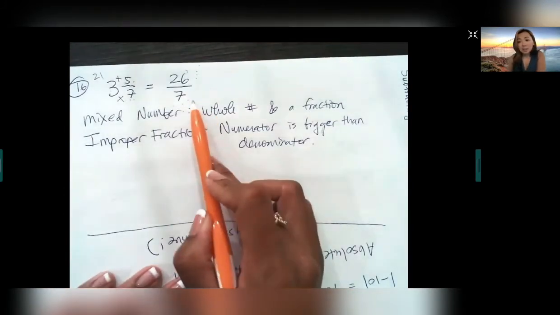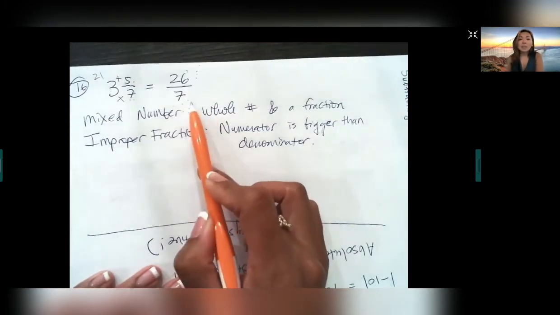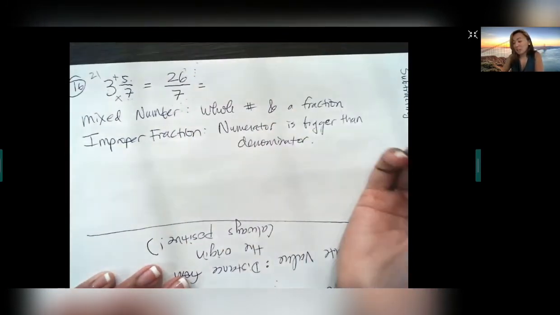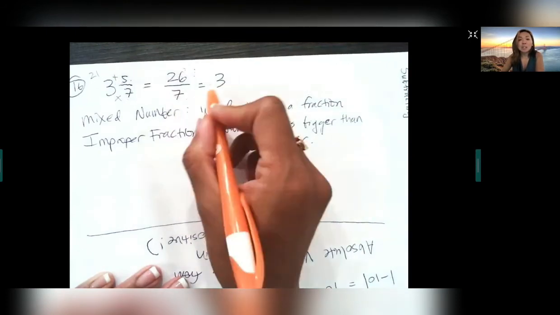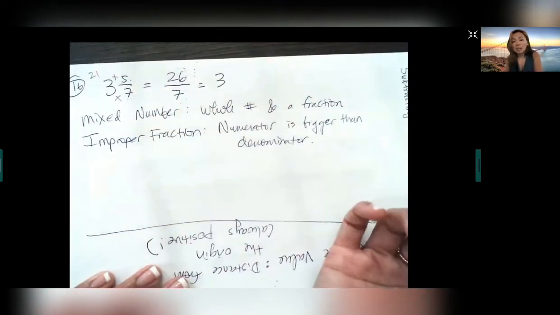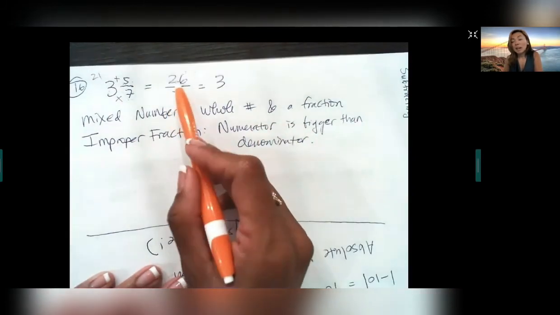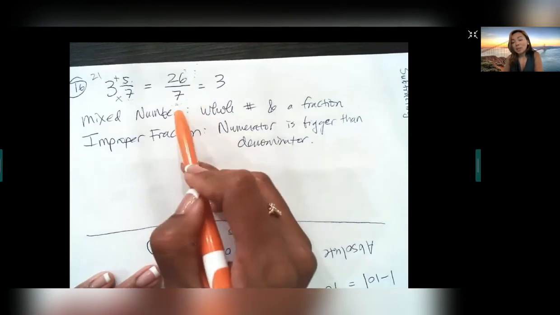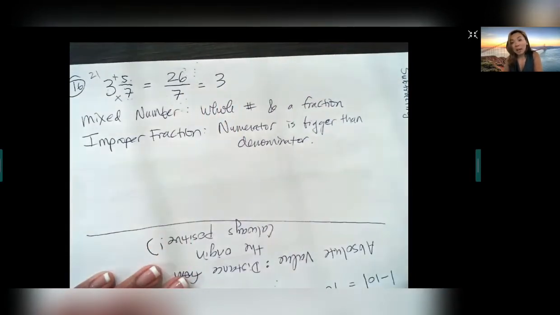So 26 divided by 7, what is 26 divided by 7? Well, the biggest number that could be divided by is 3, right? Because 7 times 3 is 21. So 21, and then what's the remainder? Well, you have a remainder of 5 because you need to add 5 more to get 26. So 26 divided by 7 is 3 with a remainder of 5.